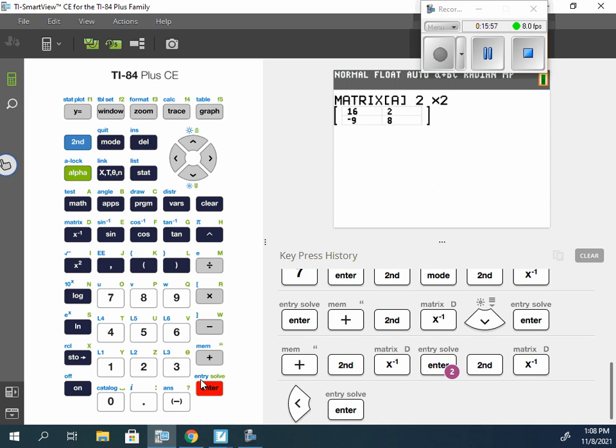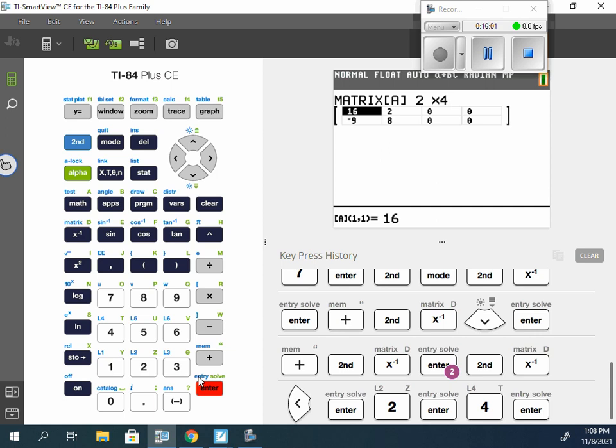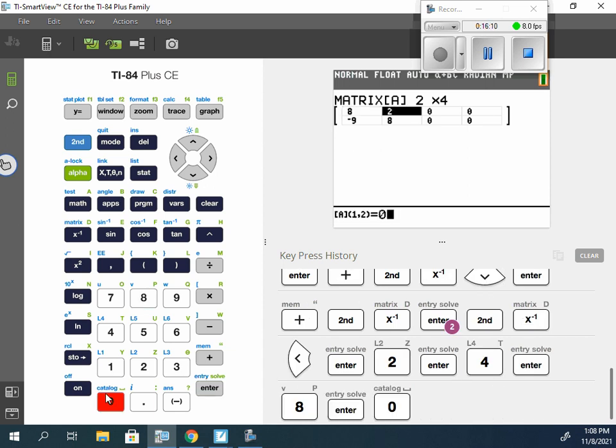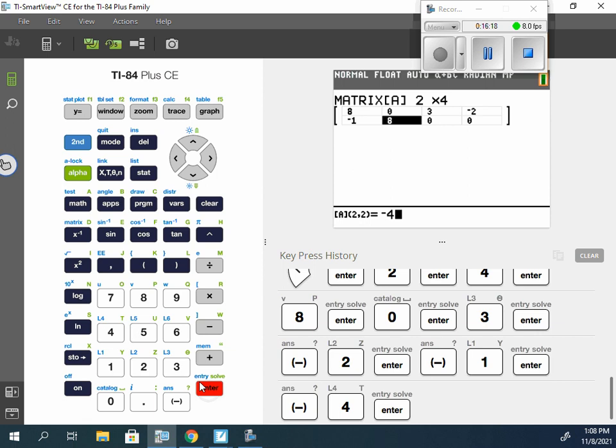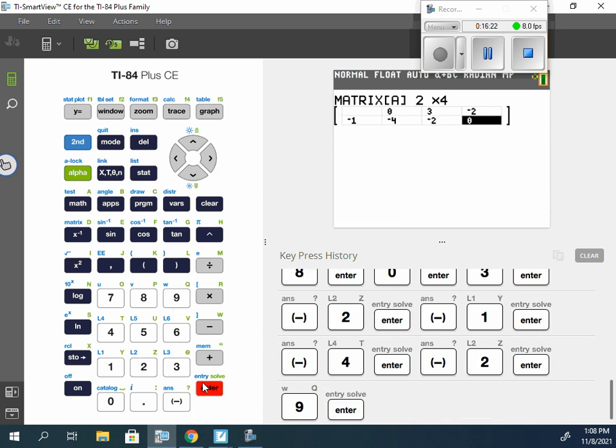Now, matrix A is a 2 by 4. And when we do the dimensions, it does make it look like the matrix we want. Now, here we want 8, 0, 3, negative 2, negative 1, negative 4, negative 2, and 9. Because we can put the whole matrix in.